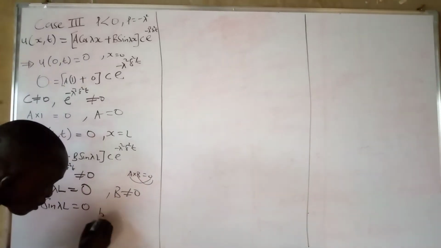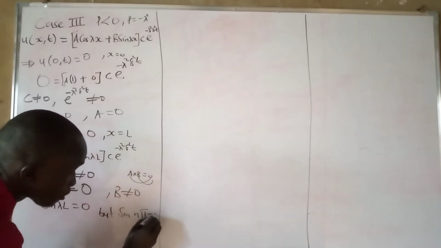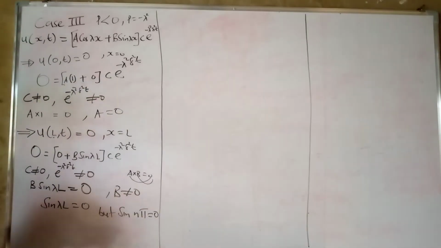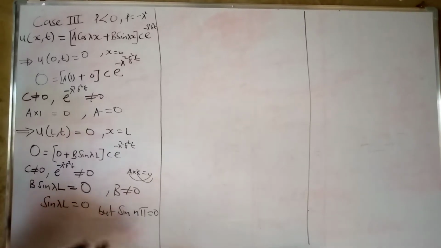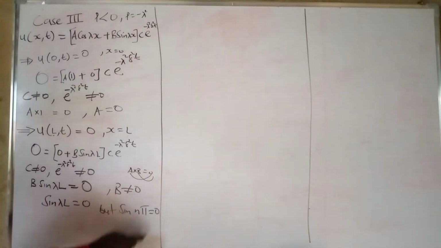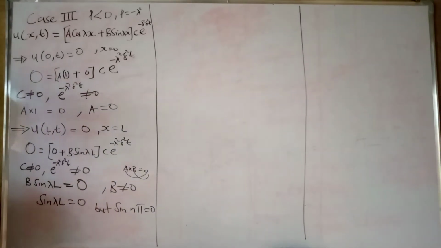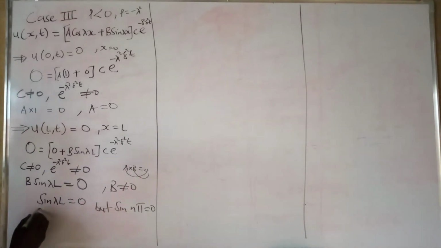But you know that sine of any multiple of pi is the same as 0, where n can be any value. It can be 1, 2, 3, 4, even 0. Sine of 2 pi is 0, sine of 3 pi is 0, sine of 4 pi is 0. So that means sine of any multiple of pi is what? 0. That's the condition.